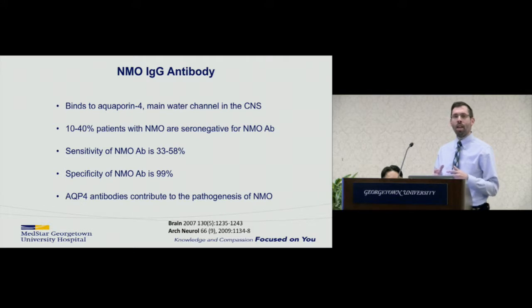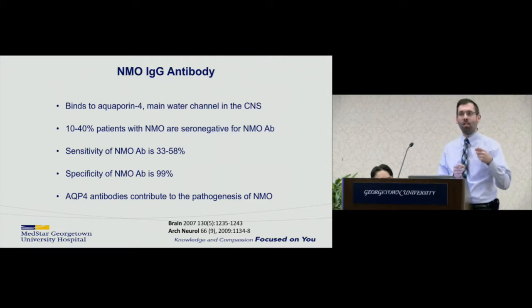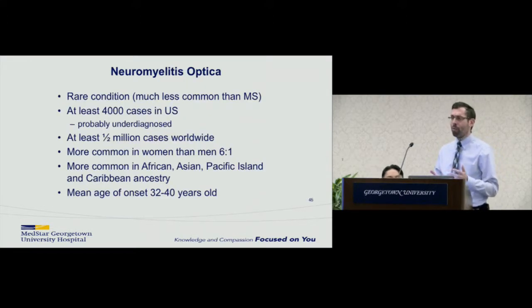So we also know that this antibody contributes to the disease. It's not just a marker of the disease, but having these antibodies actually leads to the disease itself. It's a very rare condition, much less common than multiple sclerosis. There have been at least 4,000 cases diagnosed in the US, but we think it's probably underdiagnosed. There are probably at least 500,000 cases worldwide. Like MS, and I've already said this several times, it's more common in women than men. And the age of onset is similar to MS, so usually 32 to 40 years of age is when people are diagnosed. It's a little bit more common in people who are from African, Asian, Pacific Island, or Caribbean ancestry, but we also see Caucasians with it too.